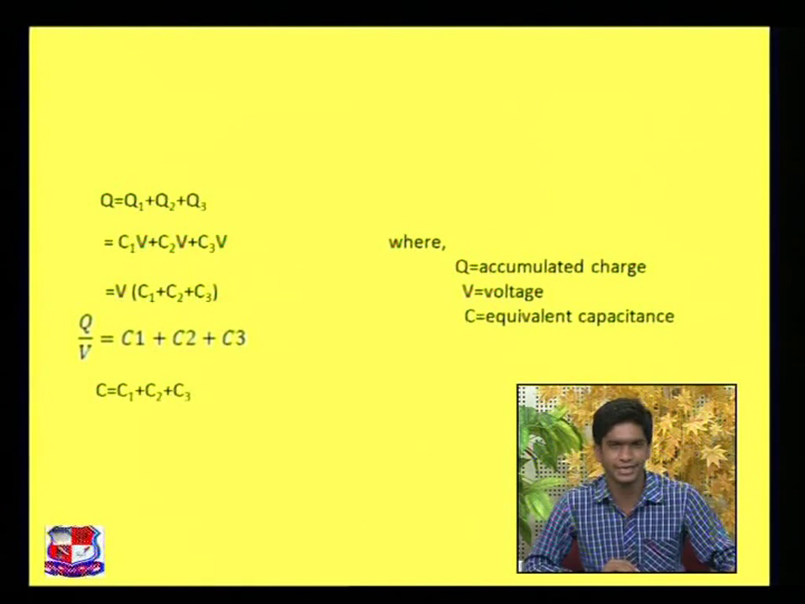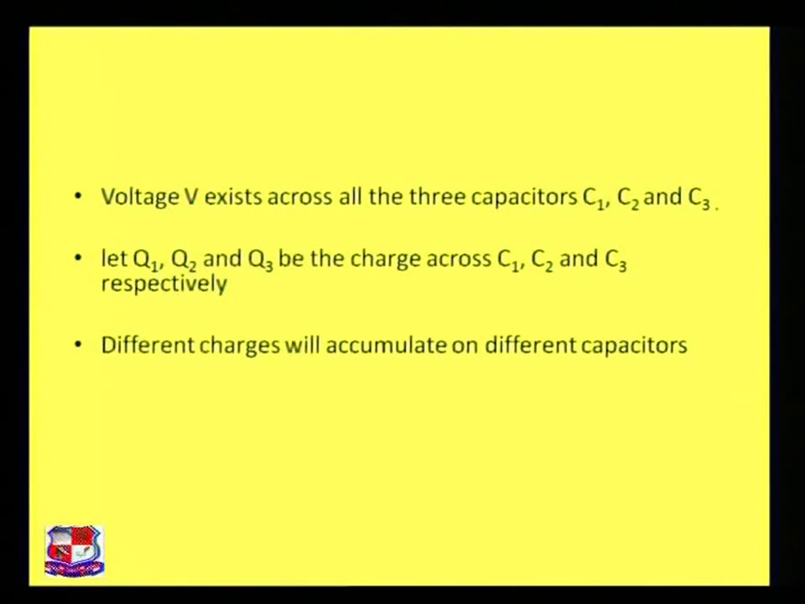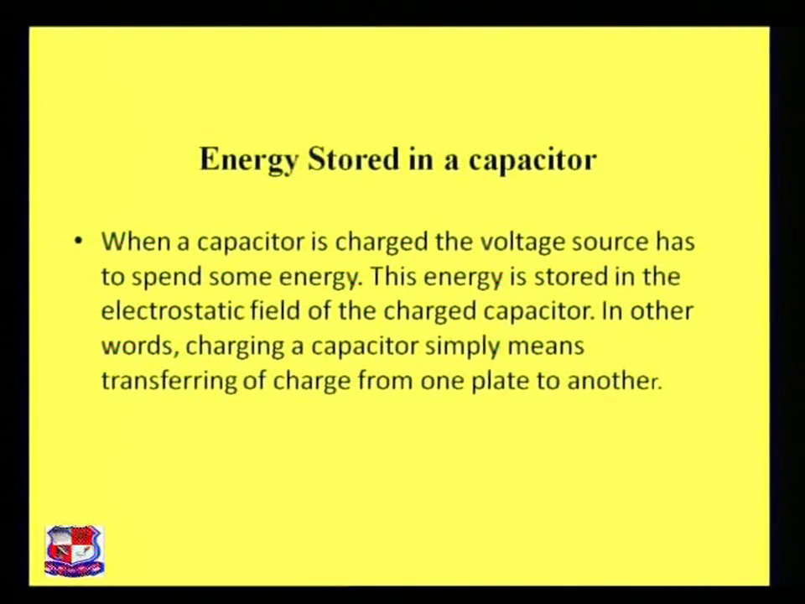So if we are taking capacitors in parallel in this arrangement, we can find that C, the total capacitance, is equal to C1 plus C2 plus C3. It means the total equivalent capacitance is the capacitance of first capacitor plus the capacitance of second capacitor plus the capacitance of third capacitor. And here Q is accumulated charge, V is the voltage and C is equivalent capacitance.